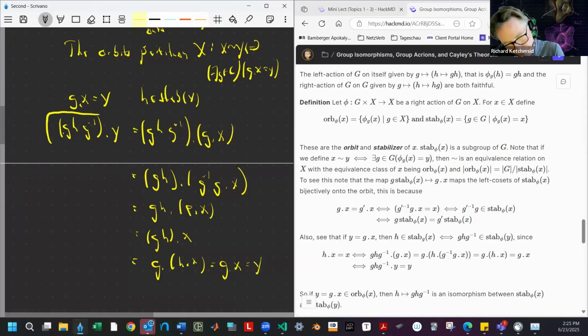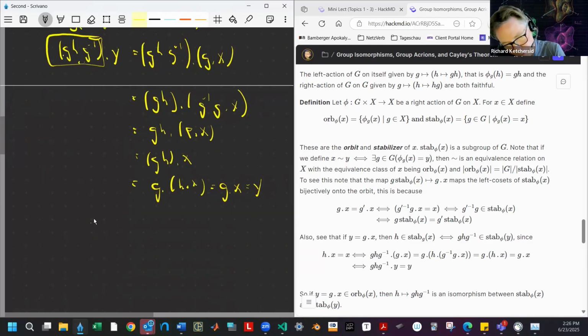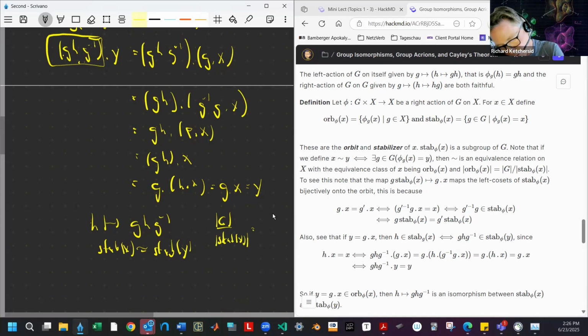So in particular, the conjugation of a stabilizer element by something that maps x to y is actually a stabilizer element of y. So we get that this map, h maps to g h g inverse, which is conjugation, is an isomorphism from the stabilizer of x to the stabilizer of y. So we have more information than just that these two sets have the same size. They're very closely connected to each other by that isomorphism.